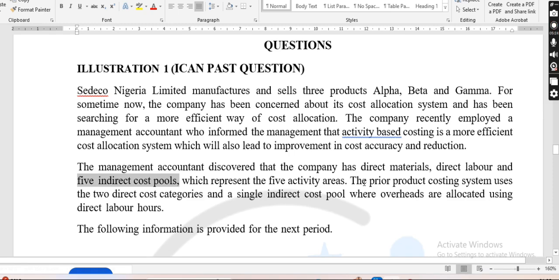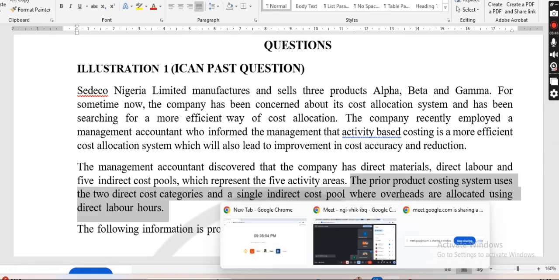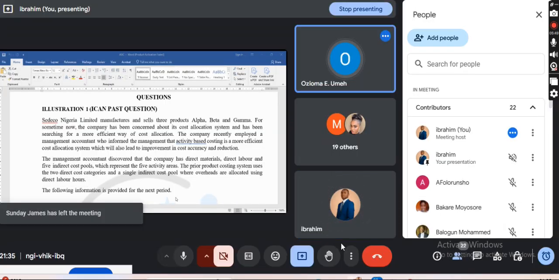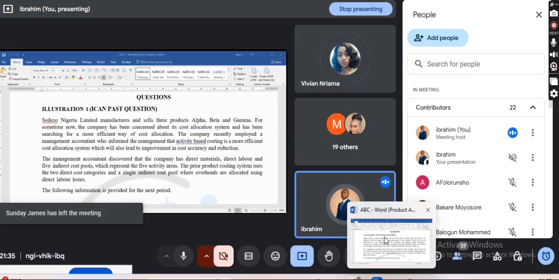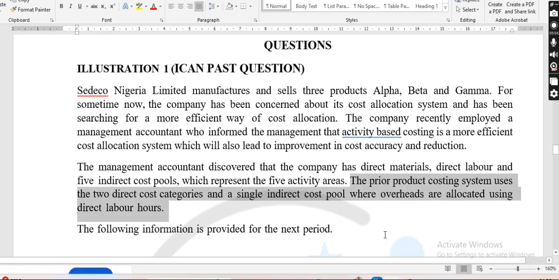The prior product costing system uses the 2 direct cost categories and a single indirect cost pool, where overhead is allocated using direct labor. Class, who can tell me this prior product costing system that the company is using? Unmute your mic. Absorption costing. Thank you so much, God bless you. You are following. Now, this is absorption costing.